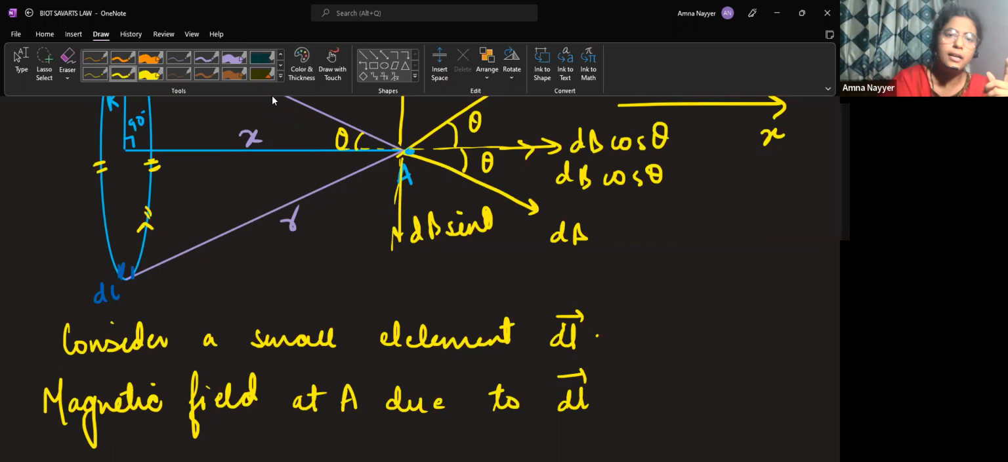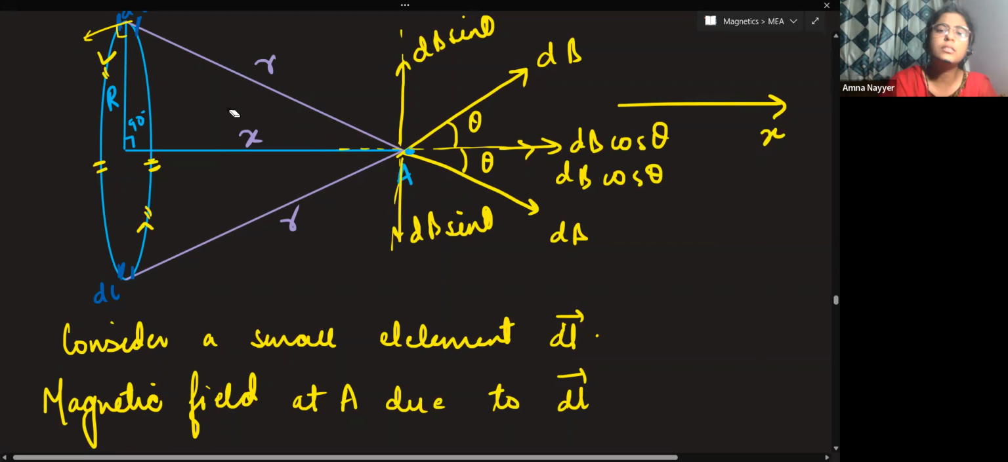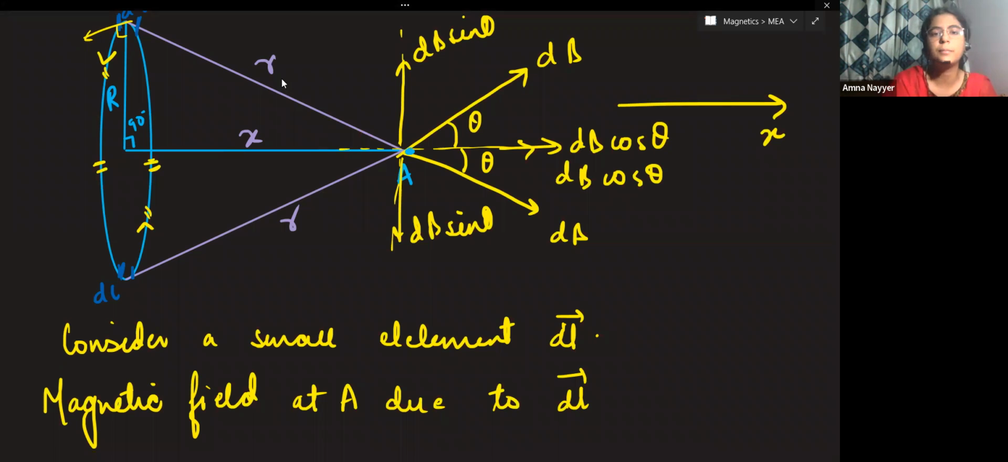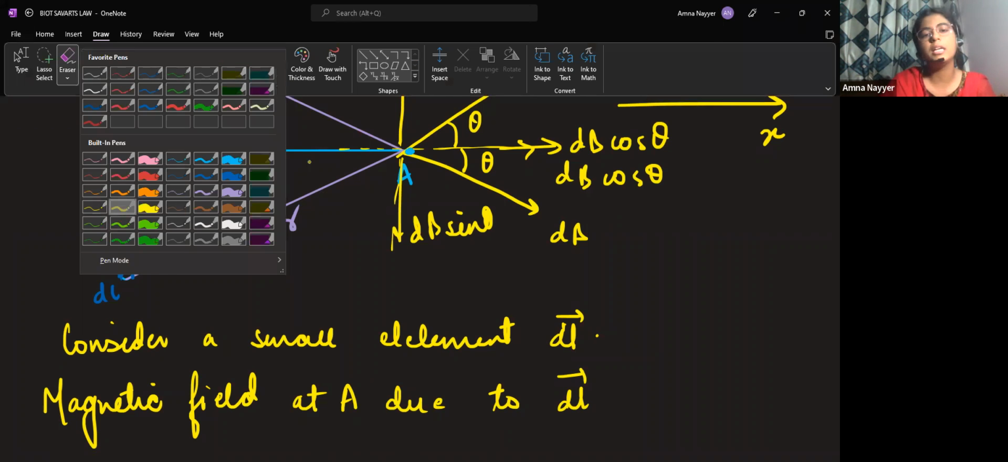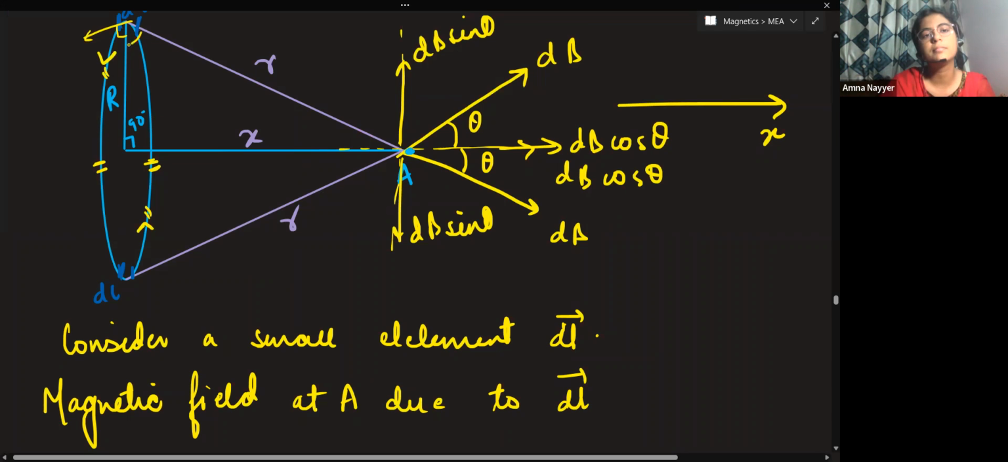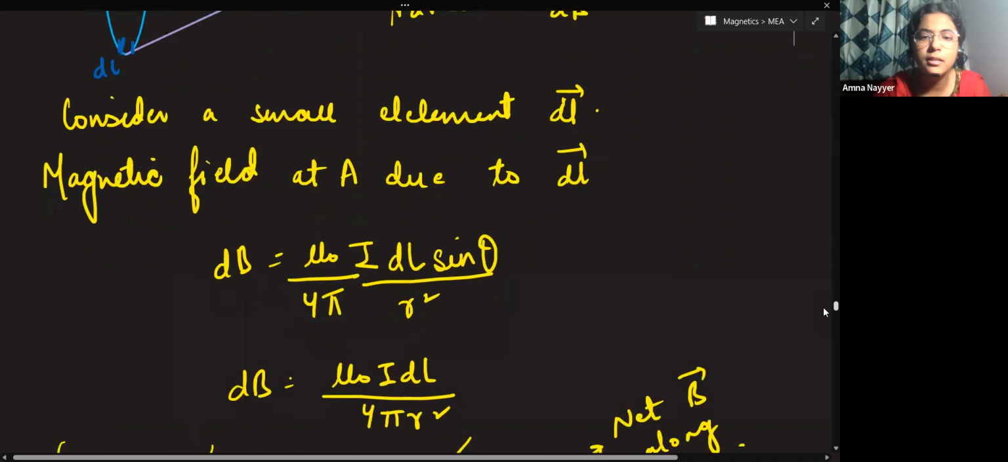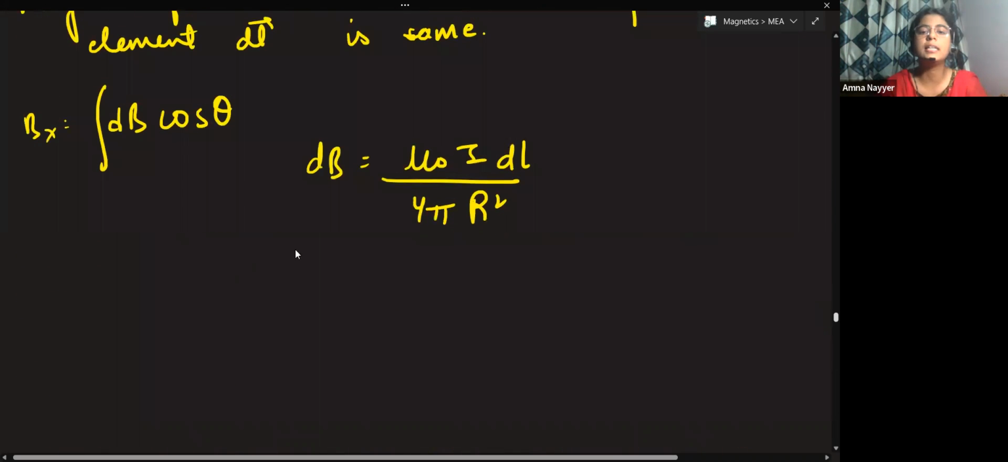Theta is the angle taken between the current element and dl now. This will also be theta and that will also be theta. If we talk about this angle, this becomes capital R divided by small r. In the triangle, cos theta is what? Cos theta is capital R divided by small r.